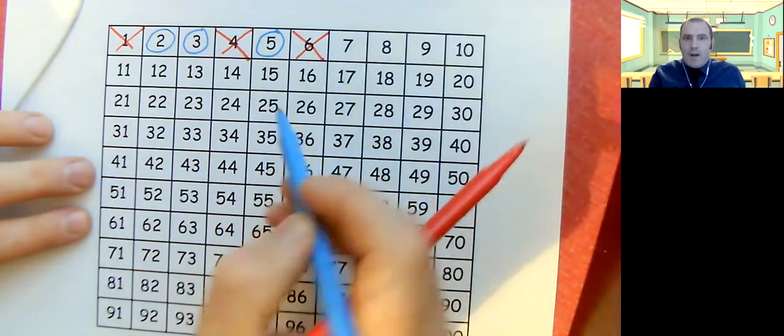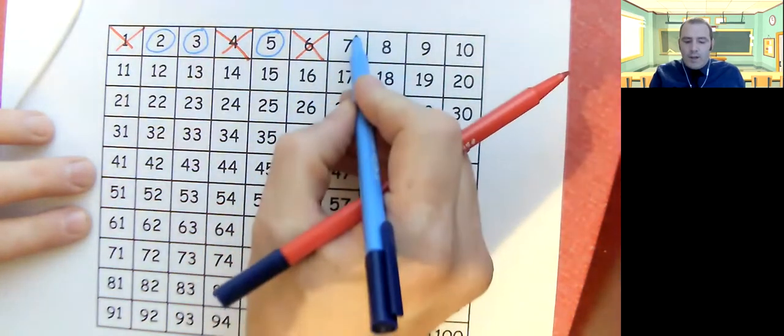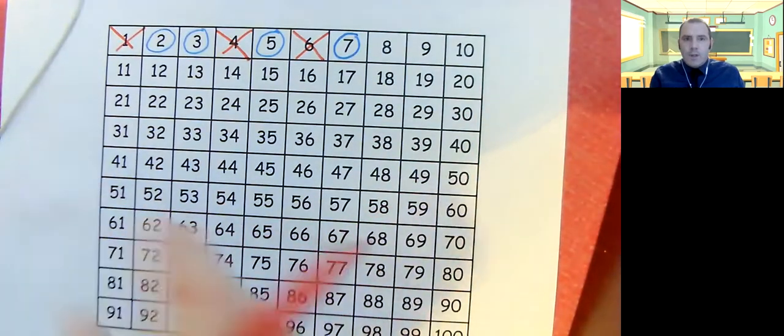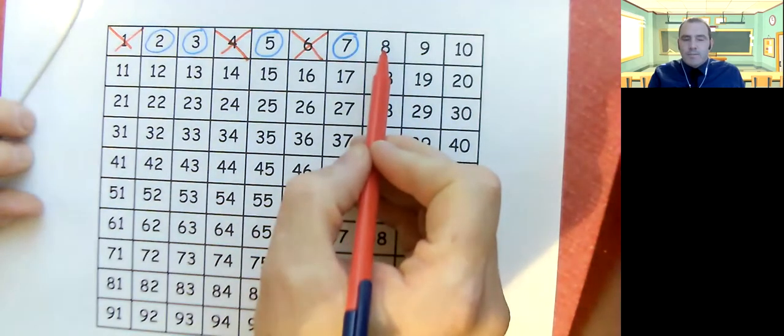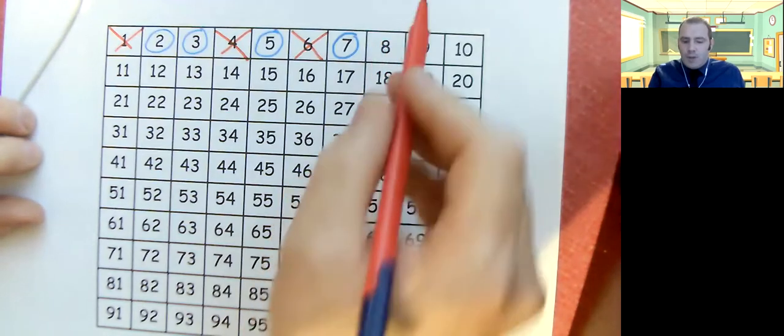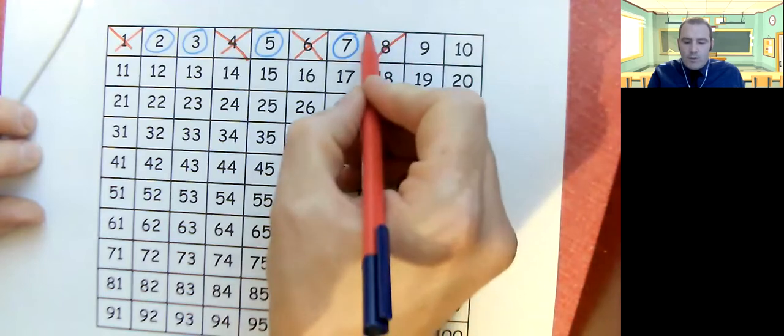The number 7, I can only multiply 1 and 7. That will be a prime number. The number 8 is an even number. It's in the 2 times table and the 4 times table. So it has more than two factors.